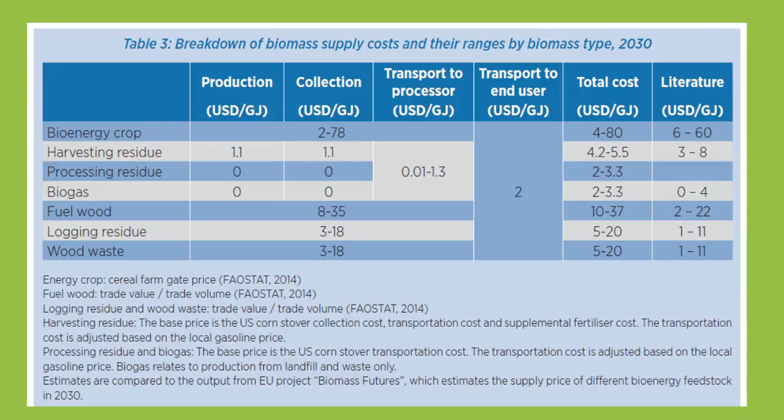This table shows the costs in US dollars per gigajoule of energy for the different stages. Production costs are in general very low. There is a wide range of cost for the collection stage. The highest costs are for fuel wood. Transport to the end user can represent a high percentage of the final costs for residues.